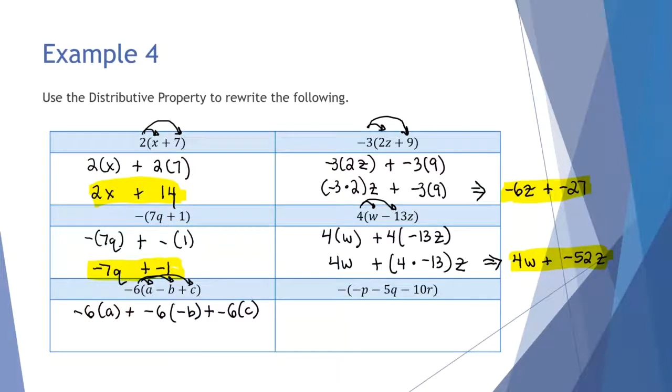So now negative 6 times a, I really can't do anything with that, so we just write that as negative 6a. Plus, now a negative 6 times a negative b. We can do a negative times a negative. Negative times a negative is a positive. So basically those negatives cancel out, so I'm left with 6b. And then I have a negative 6 times c, which I can't really do anything with, so I just have negative 6c.